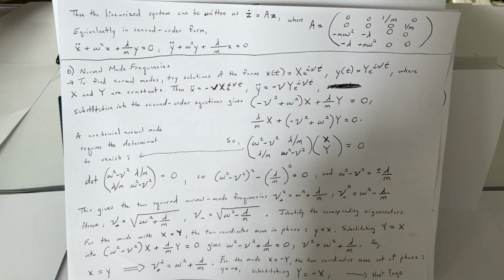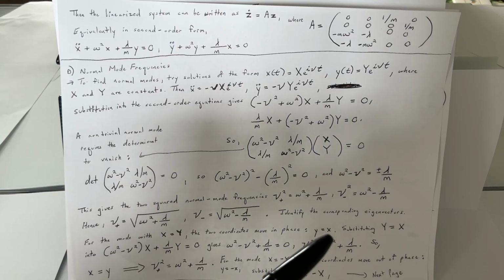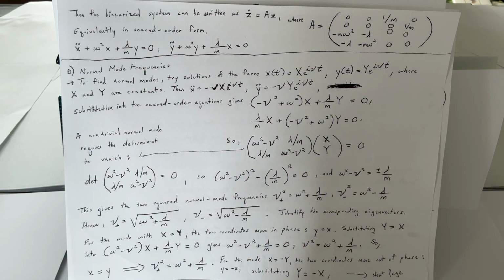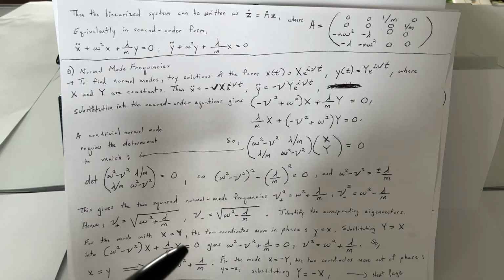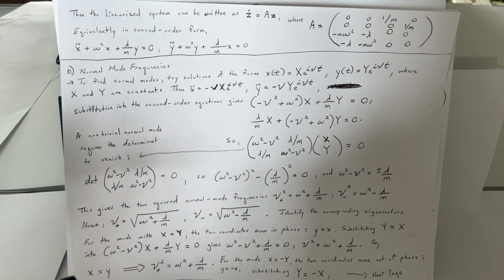Let's identify the corresponding eigenvectors next. For the mode with X equals Y, the two coordinates move in phase. Substituting capital Y equals capital X into quantity omega squared minus nu squared times X plus lambda over m times Y equals 0 gives omega squared minus nu squared plus lambda over m equals 0, and nu squared equals omega squared plus lambda over m. So for X equals Y, nu plus squared equals omega squared plus lambda over m.